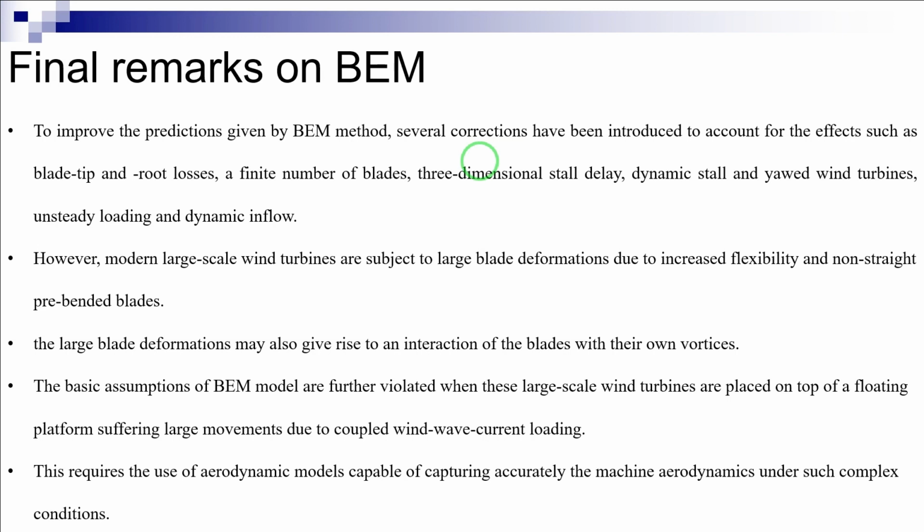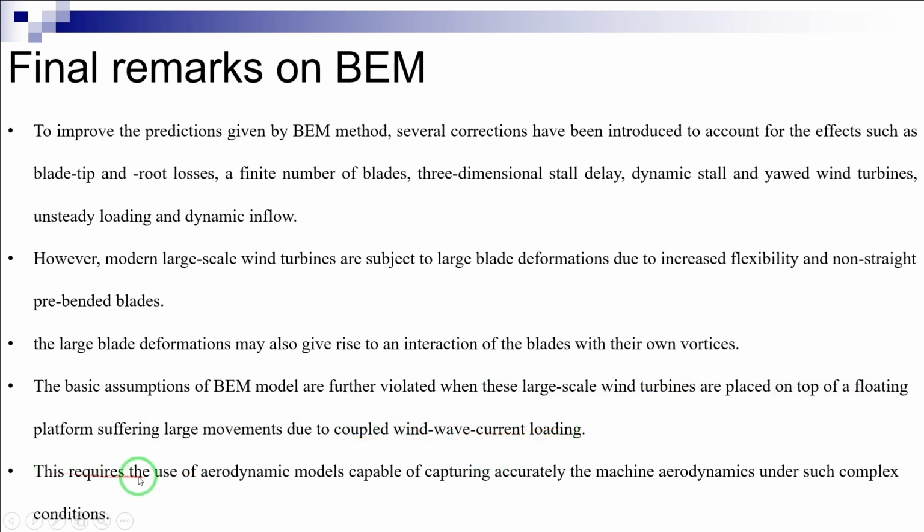However, as mentioned earlier, modern large-scale wind turbines are subject to large blade deformations due to increased flexibility and non-straight pre-bent blades. Note that the large blade deformations may also give rise to an interaction of the blades with their own vortices, which is a violation of basic assumptions of the BEM method. These assumptions are further violated when these large-scale wind turbines are placed on top of a floating platform, suffering large movements due to coupled loading from wind, wave, and current.